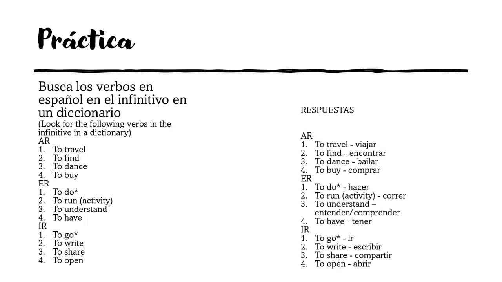Okay, so we've got the answers here. As I said, the first section are AR verbs. We've got to travel, viajar, to find, encontrar, to dance, bailar, to buy, comprar, to do, hacer, and also means to make. To run, as in the activity. I put activity because we could run a store, for example, or run a business. But in this one, I want the activity of running, as in going for a run. So we've got correr. To understand, there are two different ones, entender or comprender. You might have had either of those. And the verb to have, tener, which again is sometimes irregular.